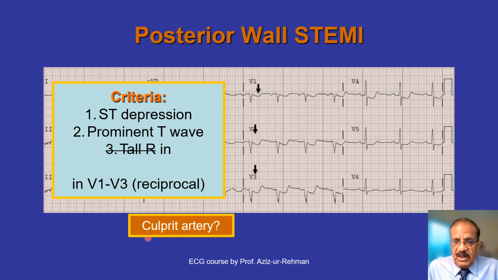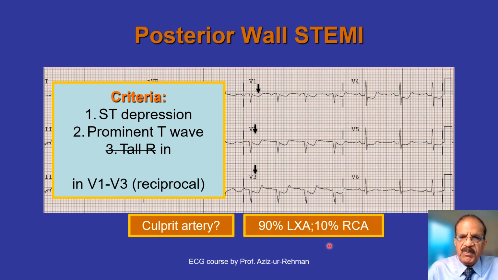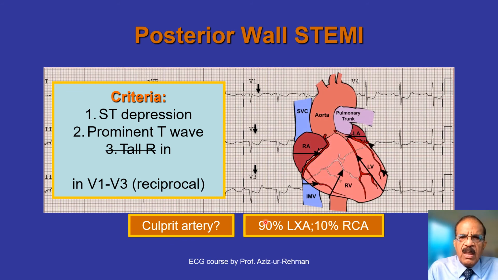What is the culprit artery? We just learned that posterior wall is mainly supplied by left circumflex, but in 10% of the cases it may be supplied by the right coronary artery. So you can only be sure by 90%. So 90% chances are left circumflex, 10% chances are right coronary artery, and final judgment, of course, will be made on angiography. All these patients should theoretically undergo an angiography. So this is just a guess. The final diagnosis will be made on angiography.